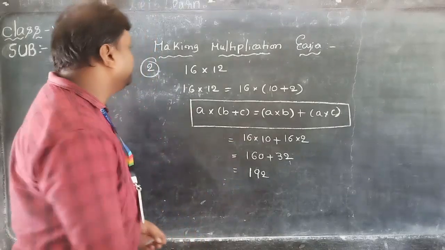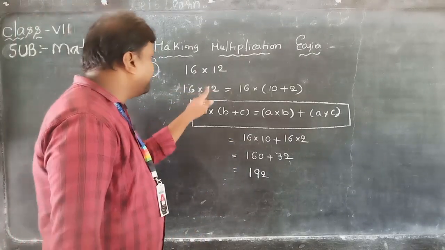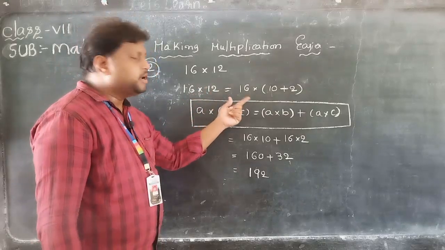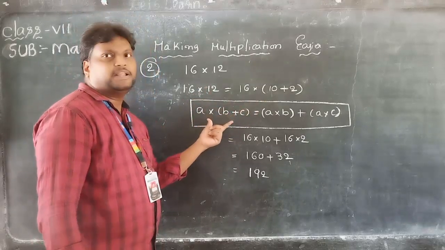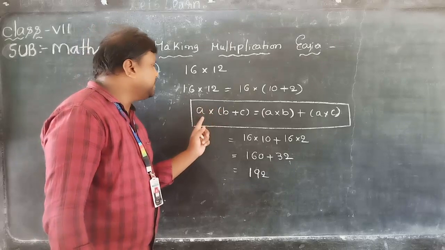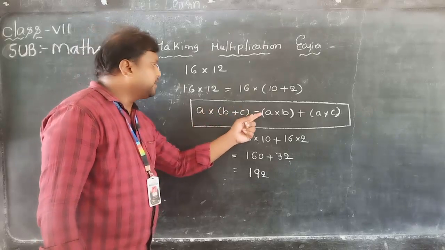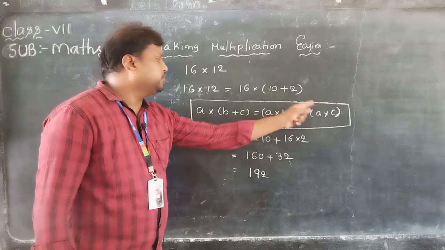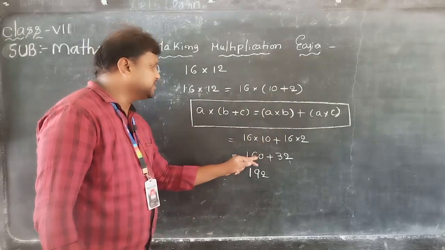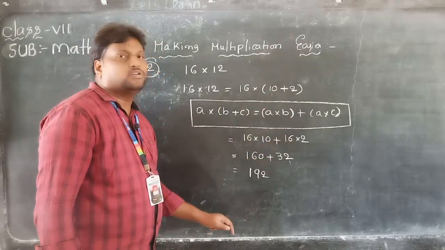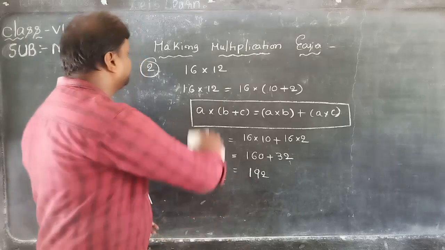Next problem. See once again, 16 into 12, I am writing 12 as 10 plus 2, and I applied the distributive property of multiplication over addition. Then A into B plus C, we can write as A into B plus A into C. Then 16 into 10 is 160 and 16 into 2 is 32, totally 192.